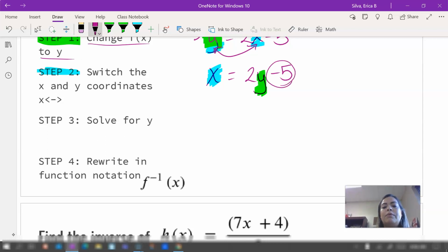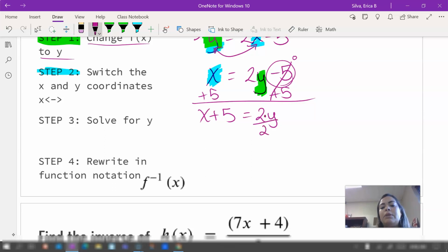So we need to move this 5 to the other side by using inverses. Remember, the opposite, or the inverse, of subtracting is adding. This gives us 0. We can't add x and 5, so we're going to say x plus 5 is equal to 2y. And then our final step is to divide by 2, to undo the multiplication of 2 and y. We divide this side and we end up with y, this gives us 1, is equal to x plus 5 divided by 2.